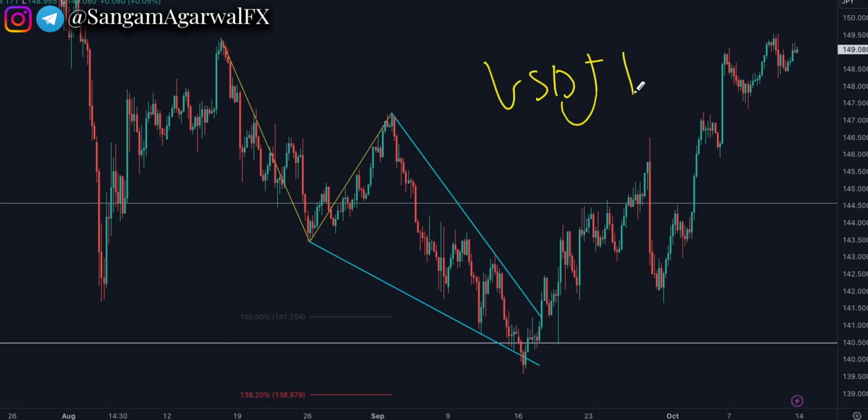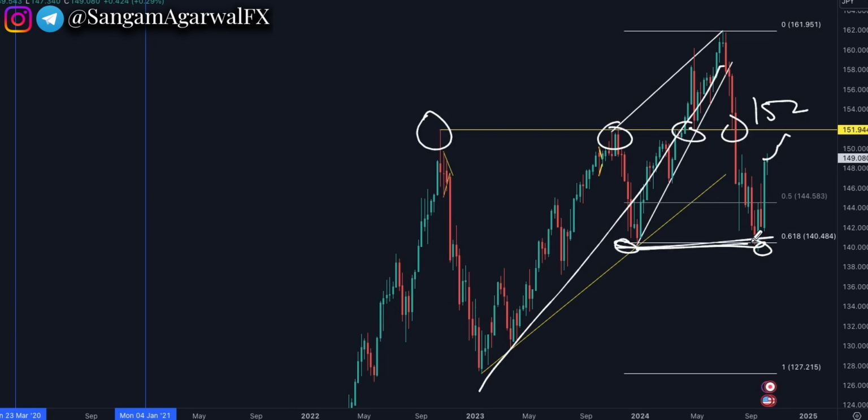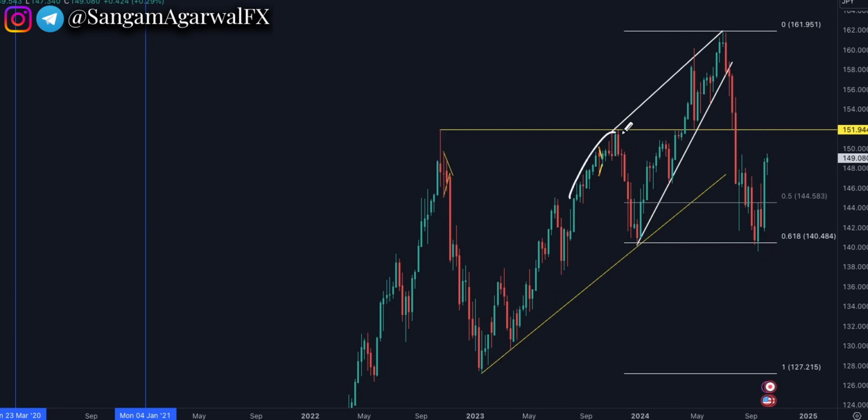USDJPY H4 chart, price going up and up. But if you see the weekly chart, then we have static resistance at 152. This is a big resistance. Before that you cannot sell. You have to wait, because price bounced from the fib retracement and static horizontal support zone. So there is a possibility of a head and shoulder chart pattern. Wait for the right shoulder to complete.